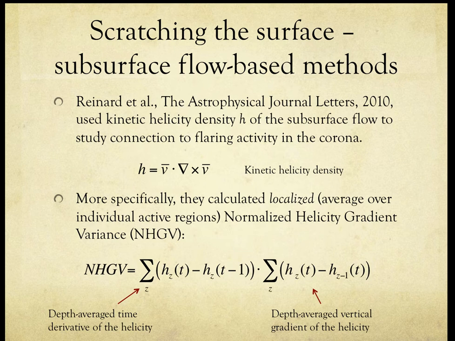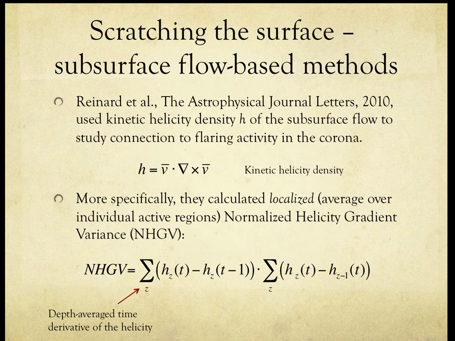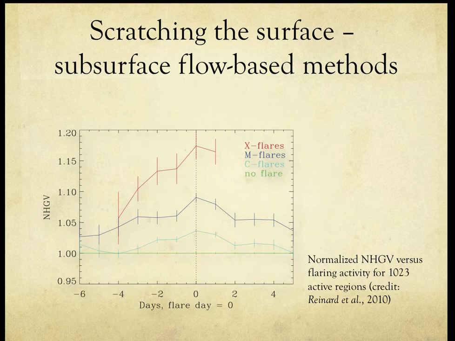And this is then hoped to give information, for example, on these emerging structures below the photosphere, all right? And this is the core result from the Reinard et al. paper. So what they did, they analyzed 1,023 different active regions and their evolution over time to derive this data. And what is shown here, on the horizontal axis we have days from the actual flaring activity, and on the vertical axis we have the normalized value for this NHGV parameter.